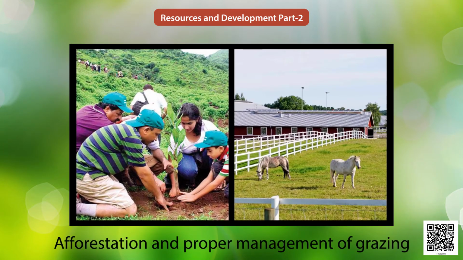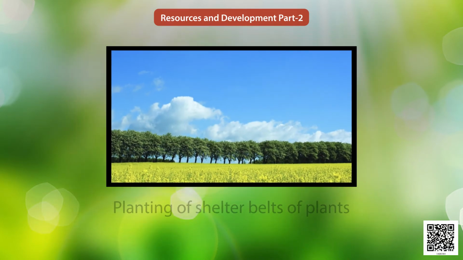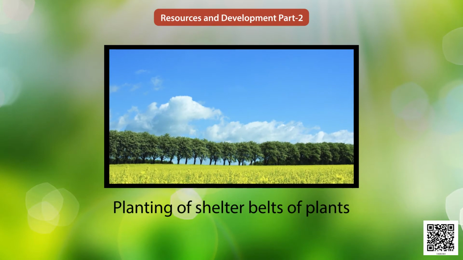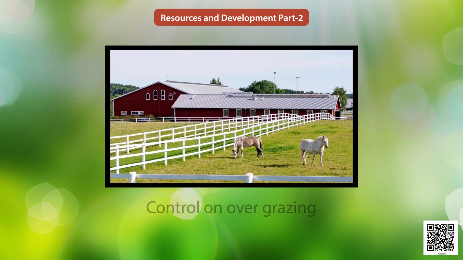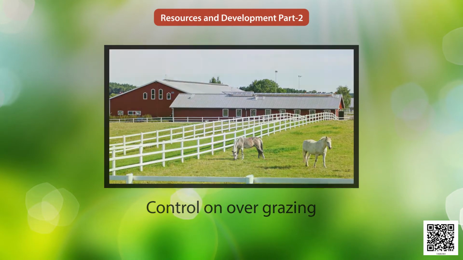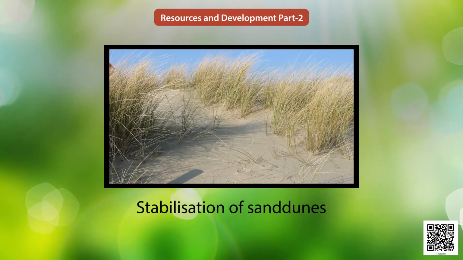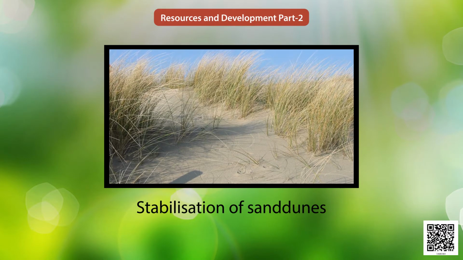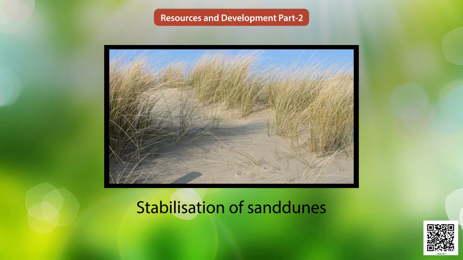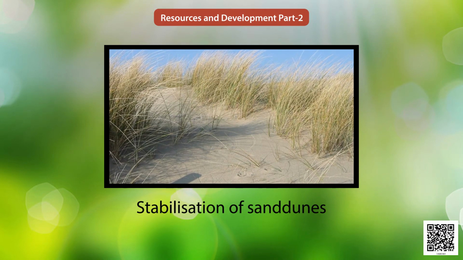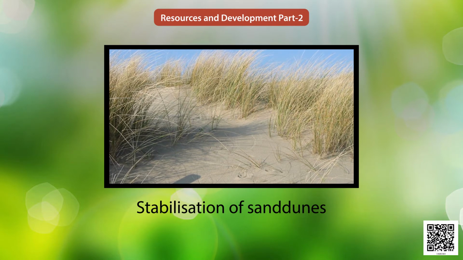Afforestation and proper management of grazing can help to some extent. Plantation of shelter belts of plants, control on overgrazing, and stabilization of sand dunes by growing thorny bushes are some of the methods to check land degradation in arid areas.